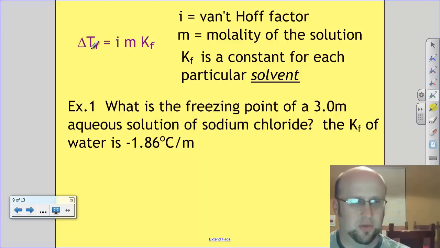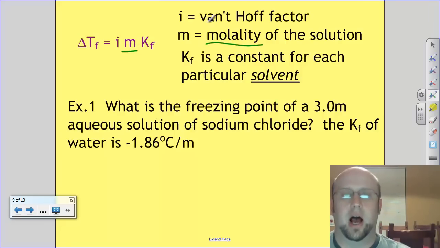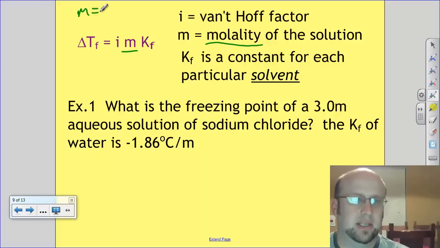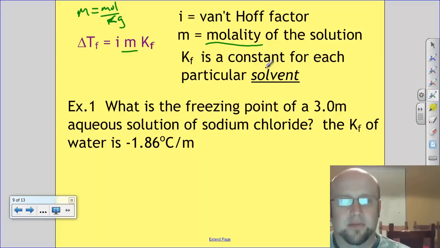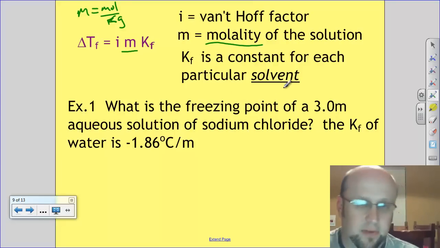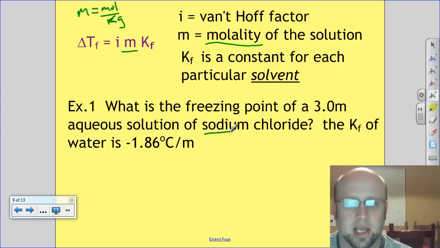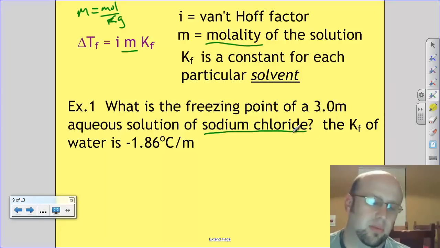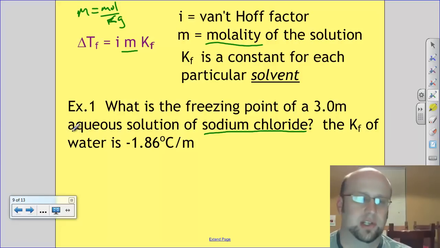So the change in the freezing point is equal to i, our Van't Hoff factor, times little m. Remember, little m is molality, and remember from that section that molality is moles over kilograms of solvent. And then Kf is a constant that is related to the solvent. And here's what's tricky: Kf depends on the solvent, not on the solute. So in my example that we're about to work, the fact that I have sodium chloride doesn't matter. What matters is what it is dissolved in.